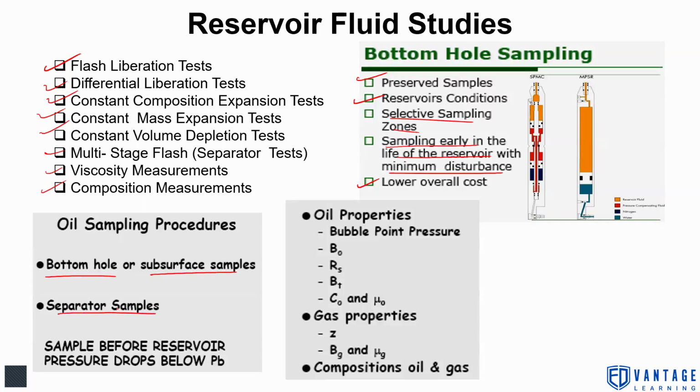Similarly, we have separator samples where we do recombination after taking them to the lab. If we don't have provision to take bottom hole samples, we take surface samples and we recombine them to bring them back to reservoir conditions. Oil properties are bubble point pressure, oil formation volume factor, solution gas oil ratio, total formation volume factor, Co and mu, which are oil compressibility and oil viscosity. Similarly, gas properties include gas compressibility factor, gas formation volume factor, and gas viscosity, and of course, composition of oil and gas.